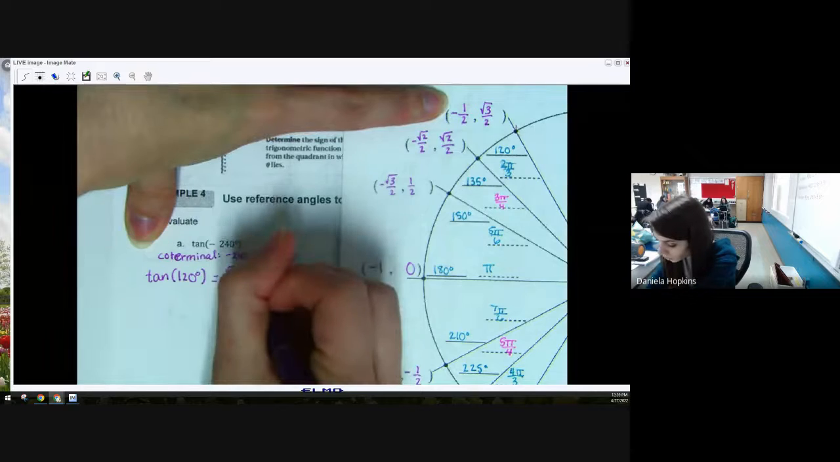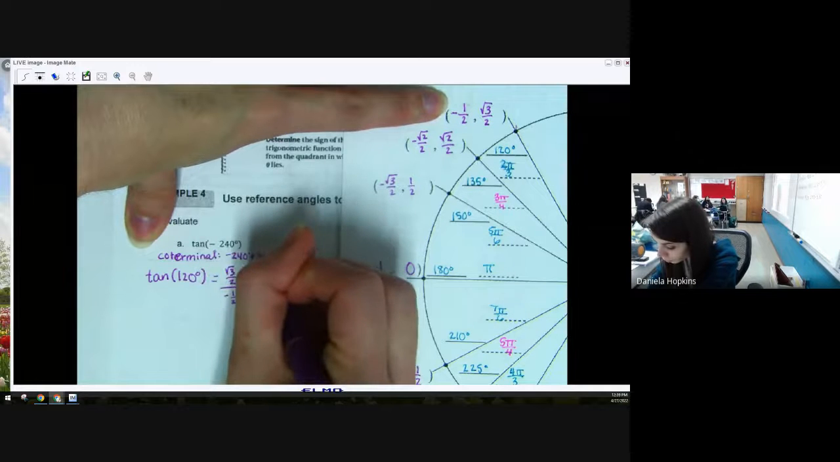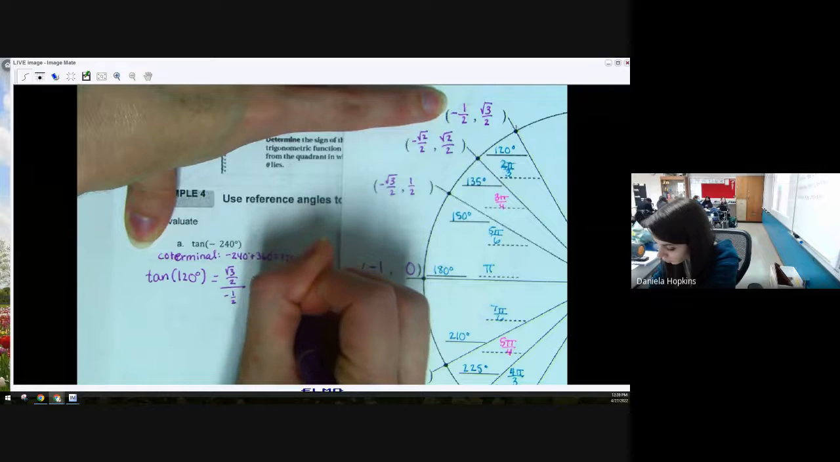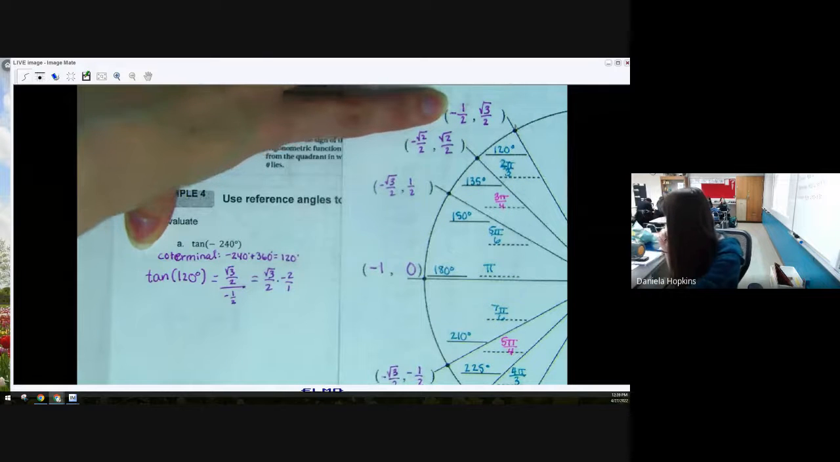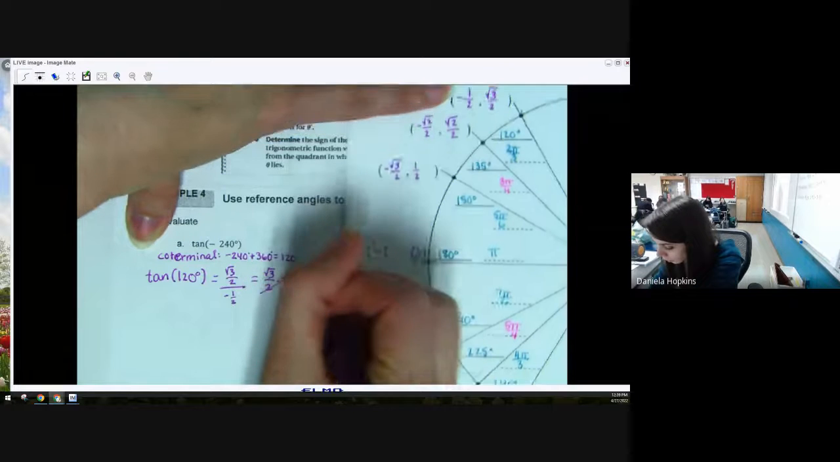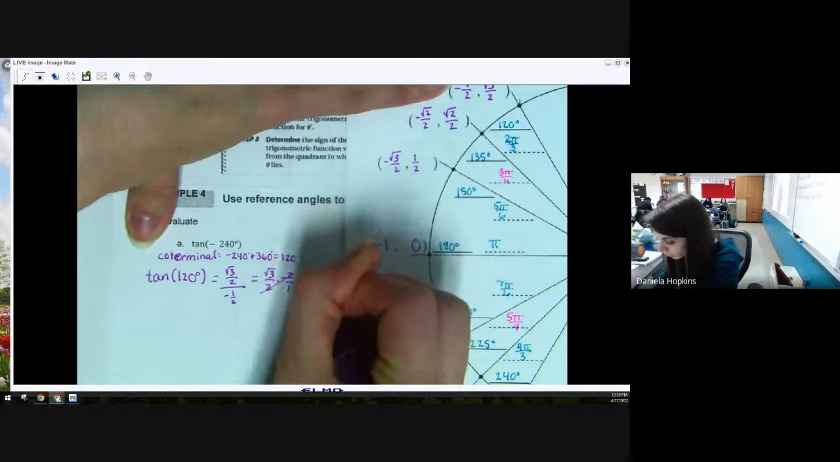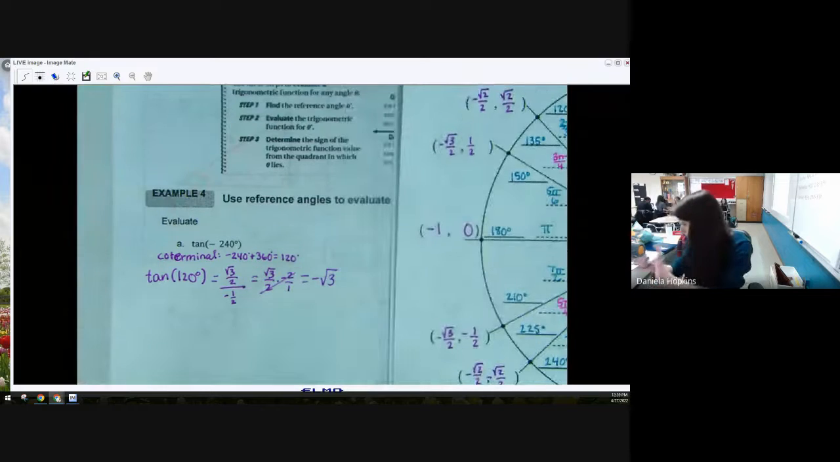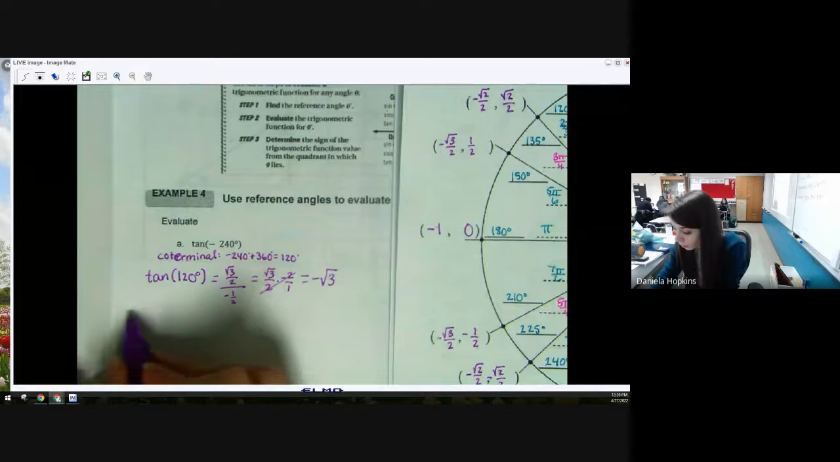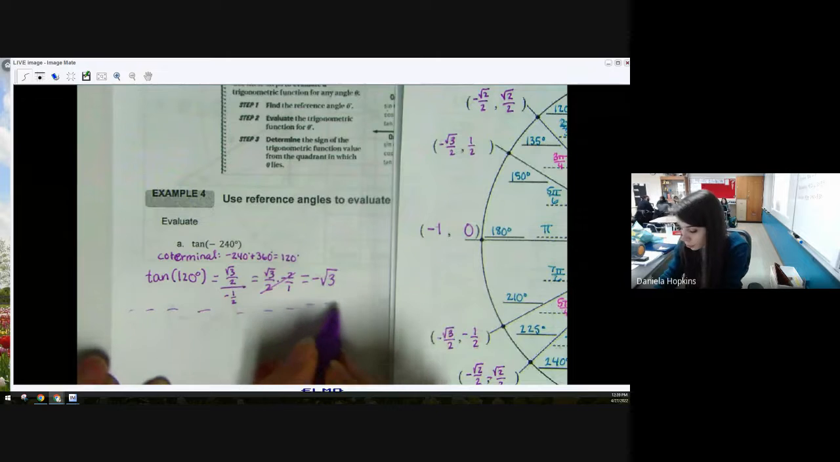You can go ahead and just take the reciprocal. So you do the square root of 3 over 2 times negative 2 over 1. That's how you divide by a fraction. You guys remember that? Keep, change, flip. Those cancel out and you end up with negative square root of 3. Okay, that's the first way to do it if you have the full unit circle, which is great.